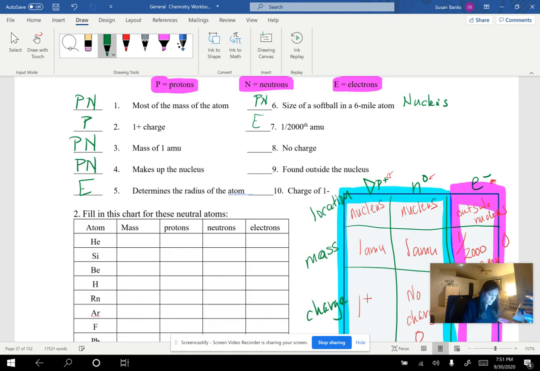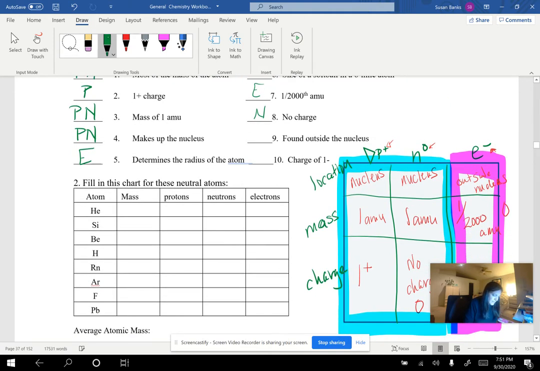Okay, no charge. Something that has no charge is the neutron. Found outside the nucleus, that is an electron. And a charge of -1, that is also an electron. Hopefully you got these all right. If you did not get them all correct, review a little bit.